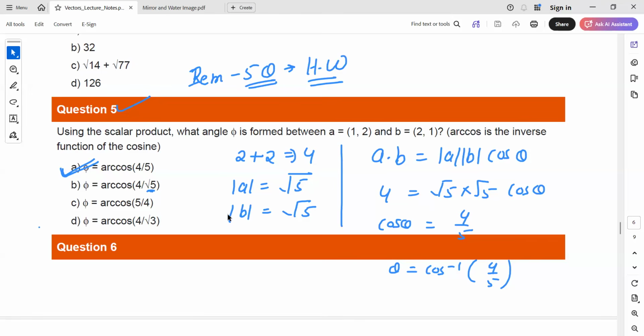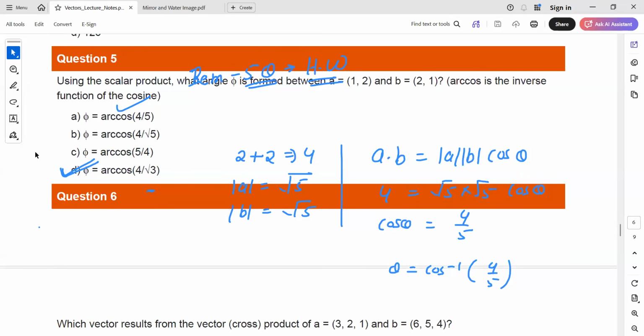So the remaining 5 questions are your homework, and you have to solve all of them. The answers to these questions are given at the bottom.